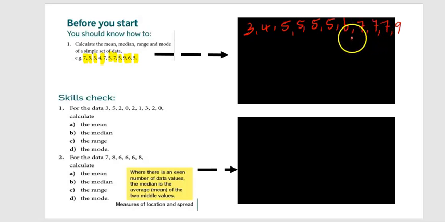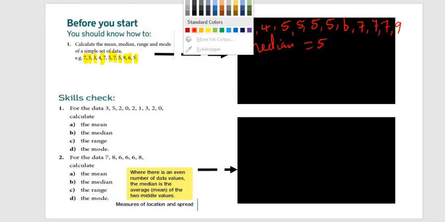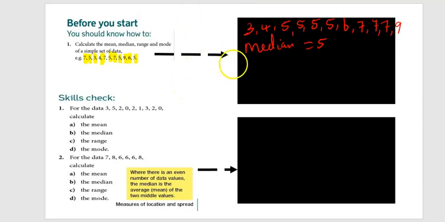Here we can look at the middle number. If we count 1, 2, 3, 4, 5, and we count 1, 2, 3, 4, 5, we can see that 5 is the middle number. So the median in this case is simply 5. So we already found 5 as our middle number.